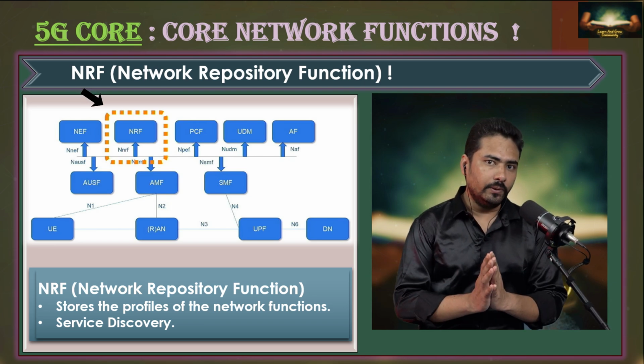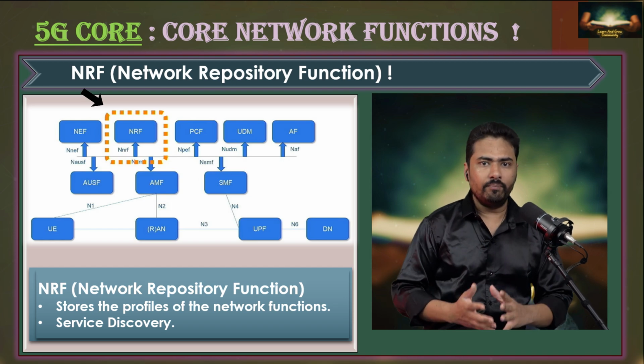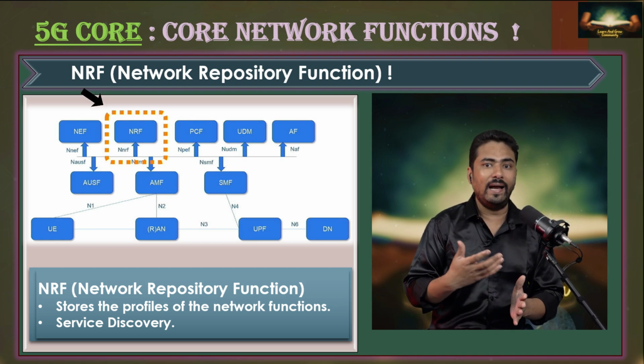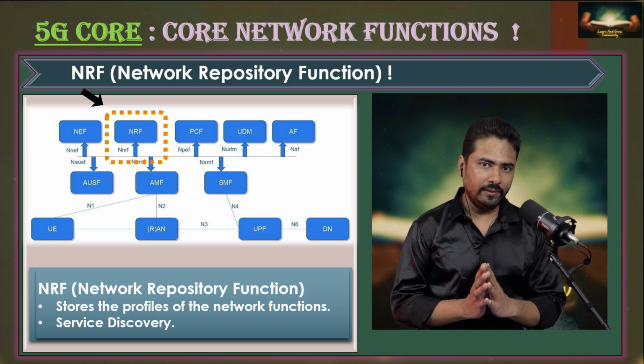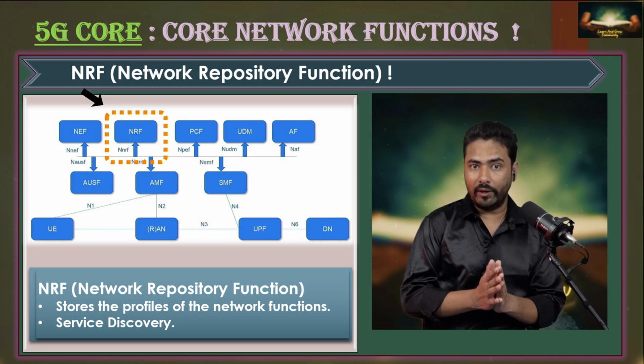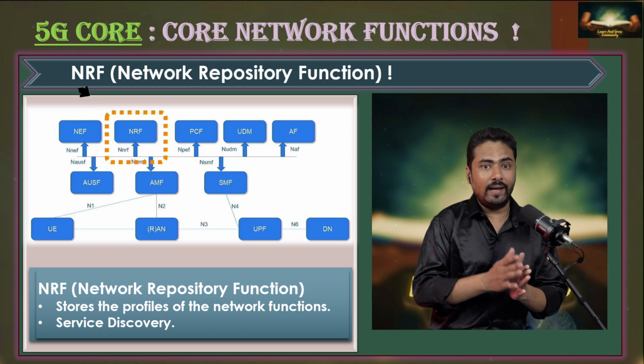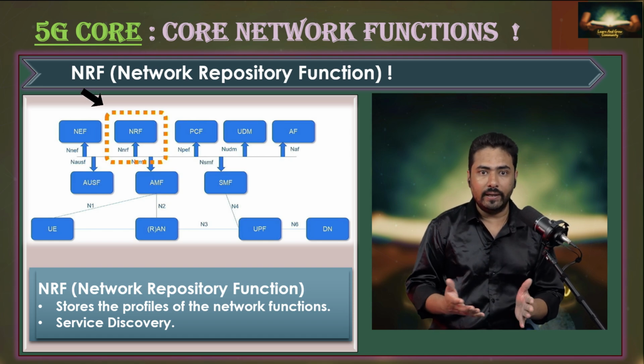When a service consumer needs to locate a service provider, it communicates with the NRF to find the necessary address and details. For example, if the AMF wants to locate the SMF, then it will check with the NRF to retrieve the SMF address and availability.